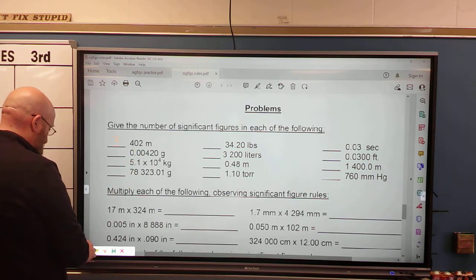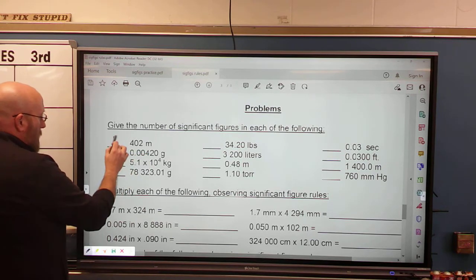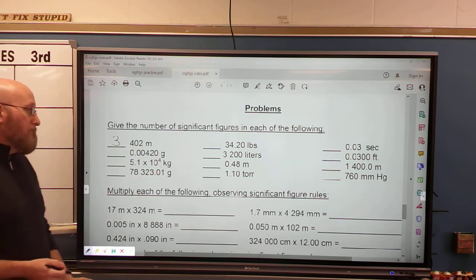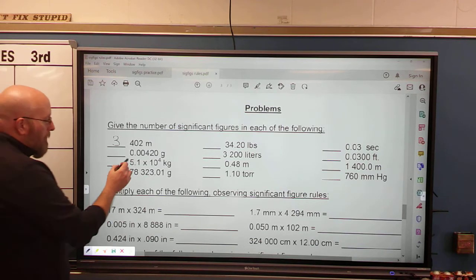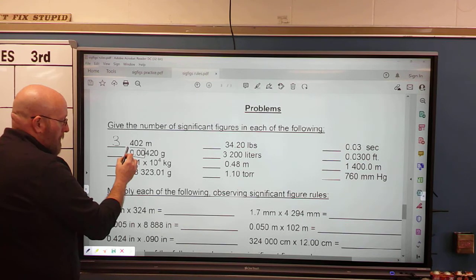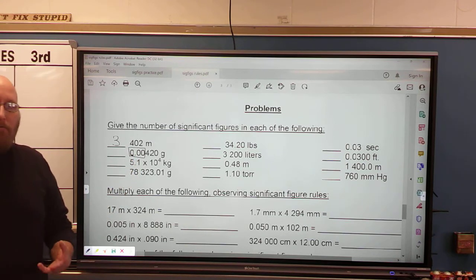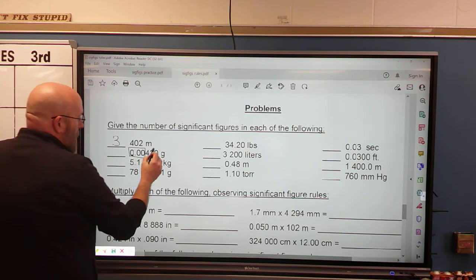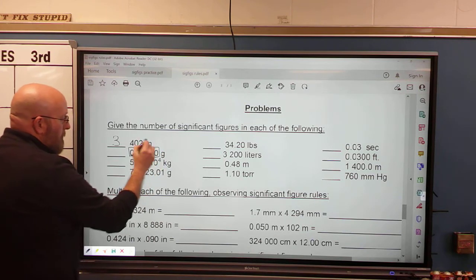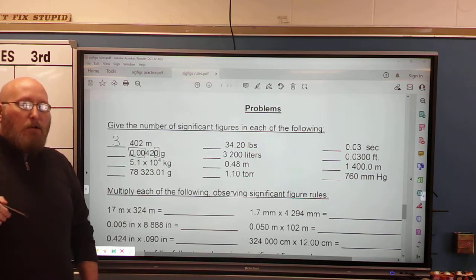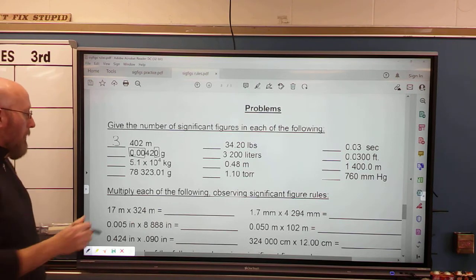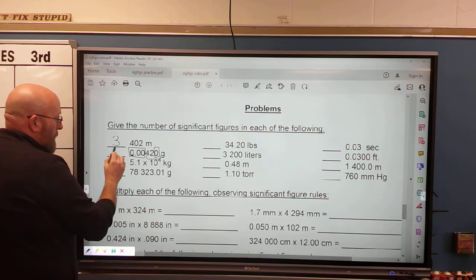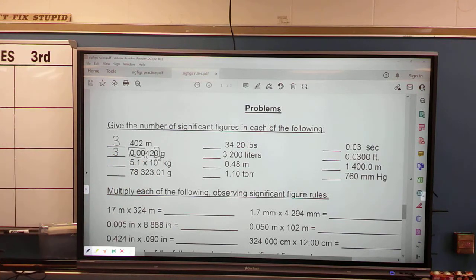0.00420 grams. Well, again, how many significant figures? Well, we know the 4 and the 2 are obviously significant, right? Now, we have something called leading zeros, right here. Remember, leading zeros do not count. They're just placeholders for the decimal point, okay? So we don't have to worry about those. This last 0 right here, though, is a trailing 0. And remember, trailing zeros only count if we have a decimal. And since we have a decimal right there, that means it does count. So we have 3 significant figures right there. Okay?